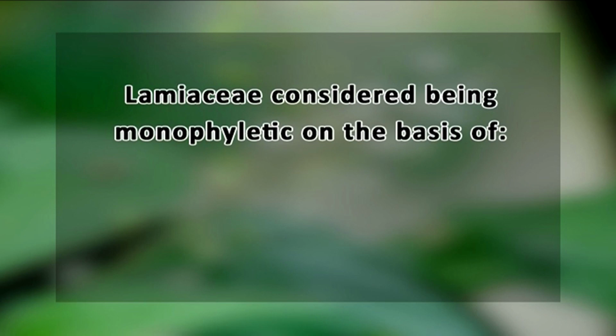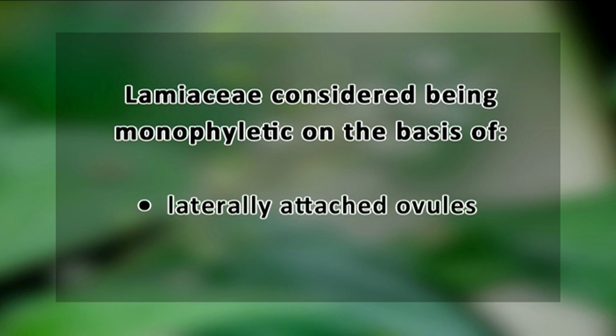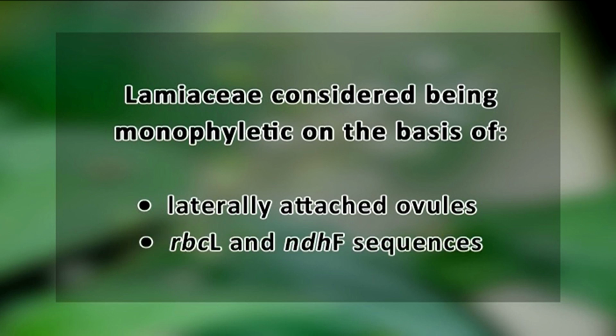The family is considered to be monophyletic. The basis for its recognition as monophyletic is that they have laterally attached ovules, and also the molecular data based on either the rbcL gene or the ndhF gene. Both these molecular evidences favor the monophyly of family Lamiaceae. The phylogenetic relationships within the order Lamiales, that is the order under which the family Lamiaceae is classified, are supported by a broader circumscription. This Lamiales is now recognized as sensu lato.